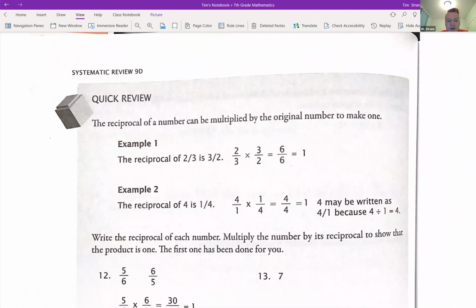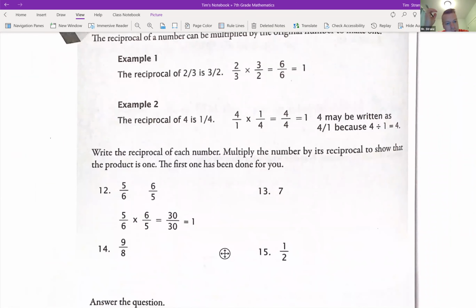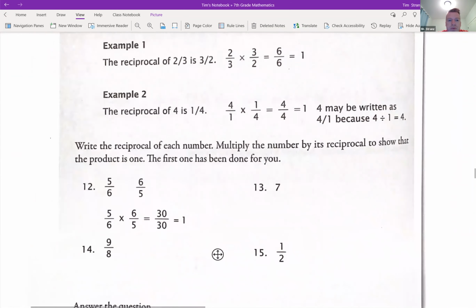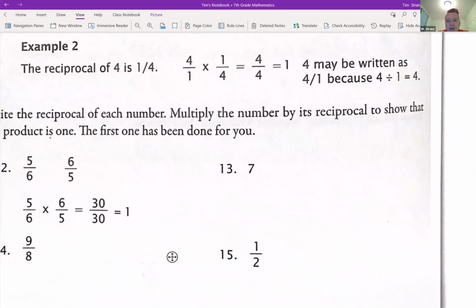Okay, so this is just review. All we're doing here, write the reciprocal of each number, multiply the number by its reciprocal to show that the product is 1. Okay, so just remember, reciprocal is just flipping. So for number 13, we have 7. Any whole number is over 1, right? So we're multiplying it by our reciprocal. Just flip it, and we can see if these cancel out. 7 times 1 is 7 over 7, which equals 1.